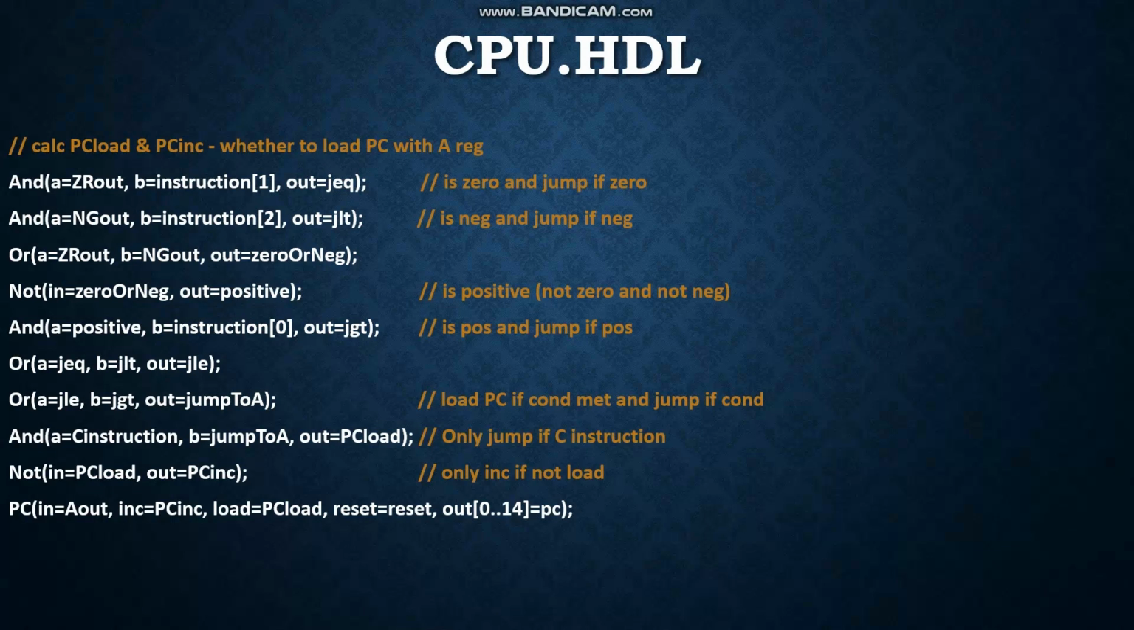Now coming to the last three lines, the first one, the AND gate, performs a bitwise AND operation between C instruction and jump to A, storing the result in PC load. The next line, the NOT gate, inverts the value of PC load and stores the result in PC inc, so it only increments if not load. Now coming to the last line of the code, the PC, which updates the program counter based on the inputs A out, PC inc, PC load, and reset, storing the result in PC.